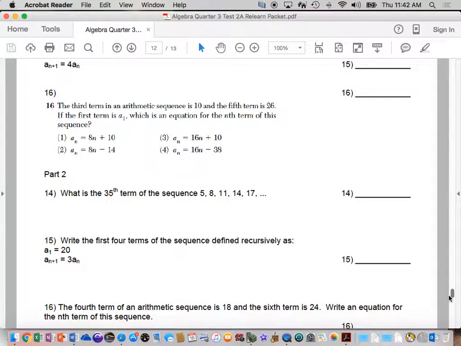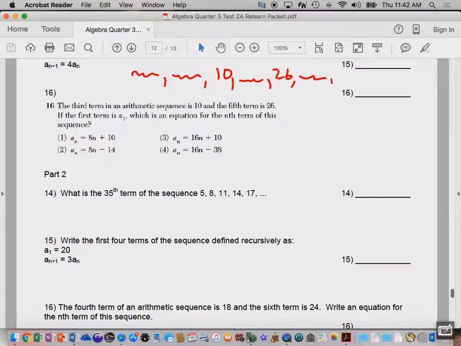Okay. I'm going to write above on this one. The third term is 10 and the fifth term is 26. So I don't know the terms in between. What I can tell you is it's arithmetic, which means you're adding the same thing over and over again. And if I go from 10 to 26, I've gone up a total of 16, but I've done it over 2 places. So 16 divided by 2 is 8. So that makes this middle term 18.